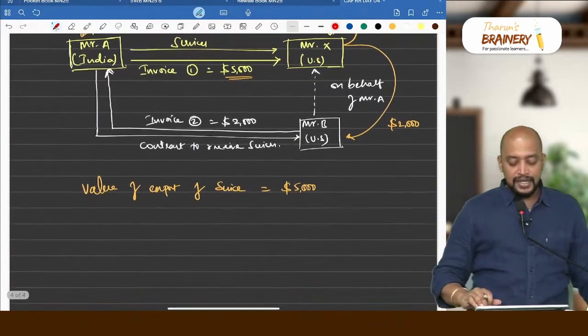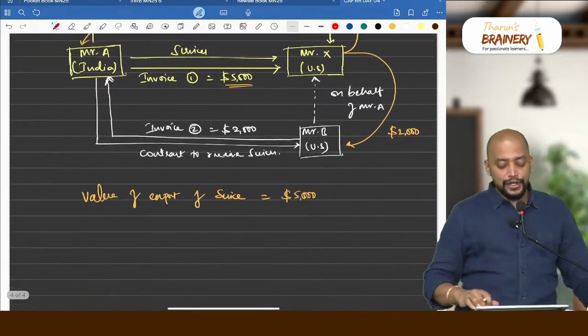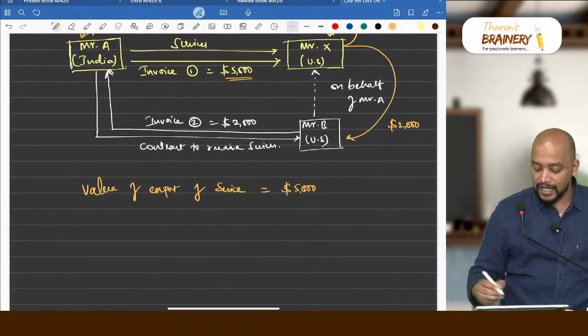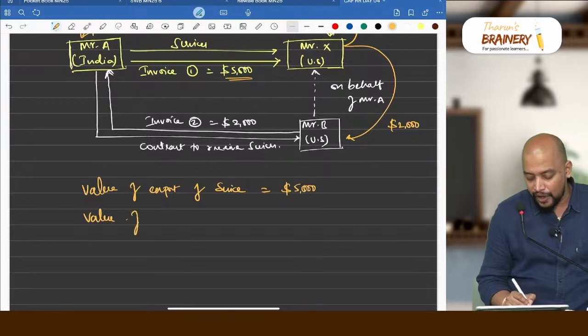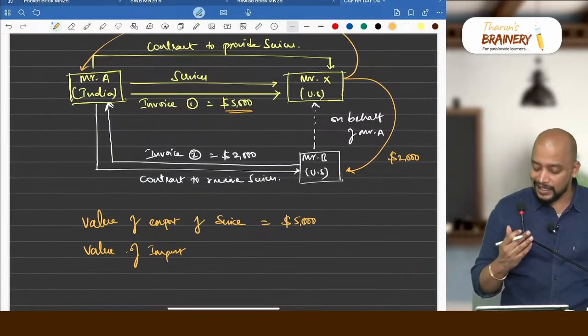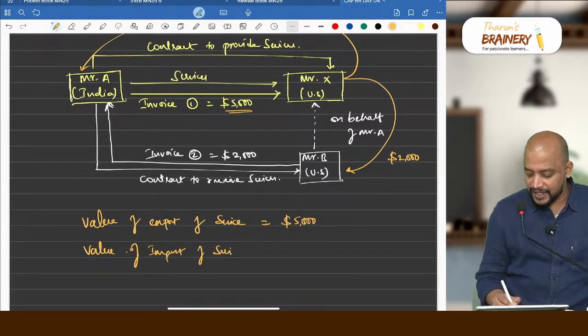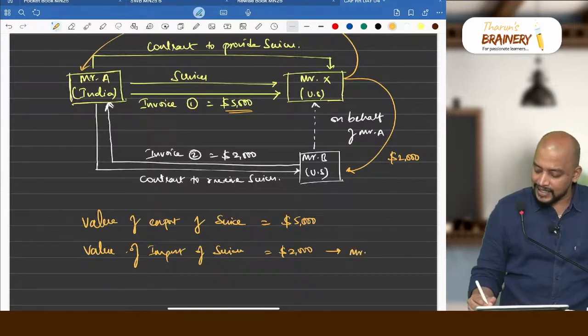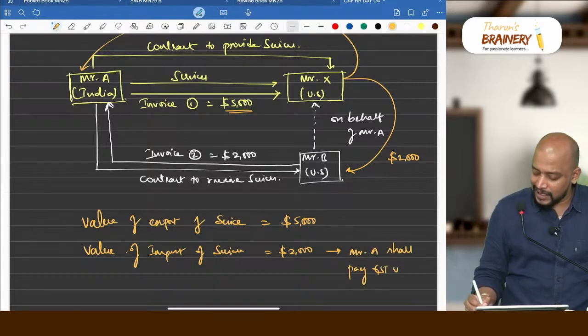Then the second point. Now B is raising an invoice to A, right? So will that become import of service? Yes, of course, that will become import of service. How come there is import of service? B is the service provider located outside India, A is the service recipient located in India. So the value of import of service is $2,000, on which Mr. A shall pay GST under RCM.